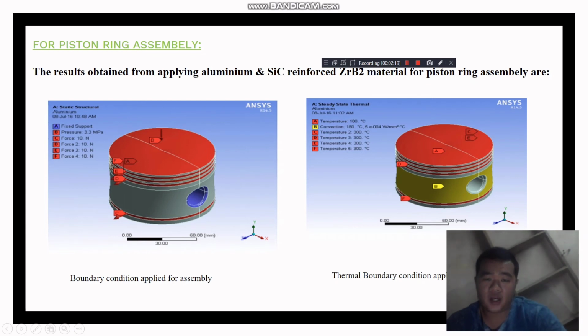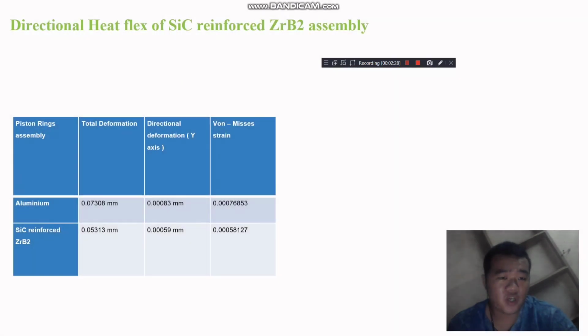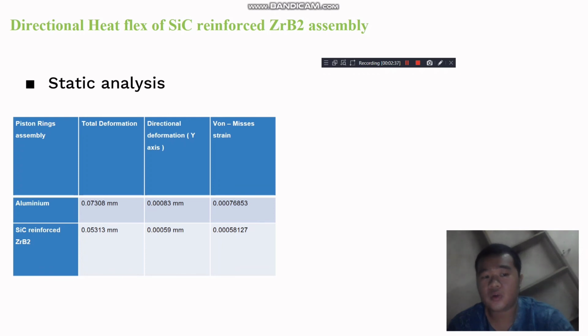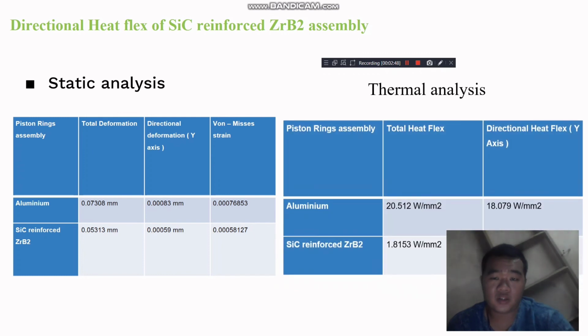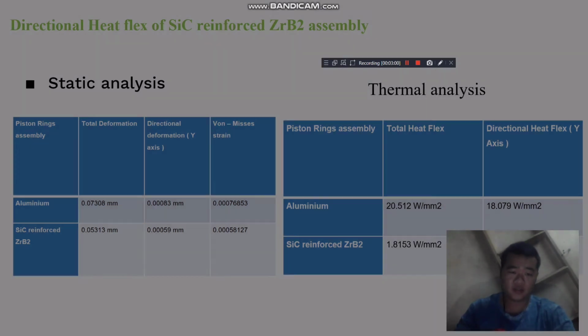The next part, like the piston and the piston ring, is the piston ring assembly. The results obtained from applying the aluminum and the silicon carbide reinforced zirconium diboride material to the piston ring assembly are also compared in the structural analysis, with the total deformation, directional deformation on the y-axis, and deformation trend, like the piston and the piston ring. The piston assembly has the thermal analysis to compare the two different columns, the total heat flux and directional heat flux in the y-axis.